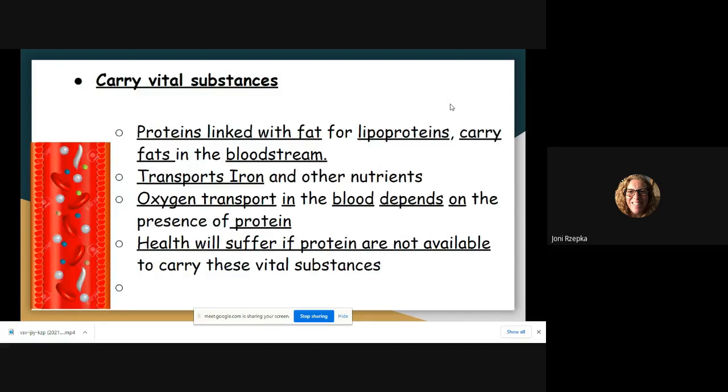Okay. All right, so carrying the vital substances. So proteins link with fat, because when we talked about fat, we talked about the lipoproteins carrying fat in the bloodstream, and then it transports iron and other nutrients. Oxygen transport in the blood depends on the presence of protein. And then your health will suffer if proteins are not available to carry these vital substances. So that's where we're going to see deficiencies happening.